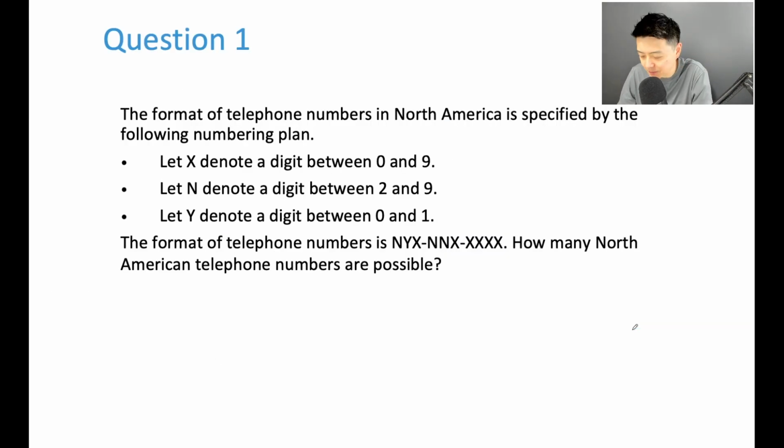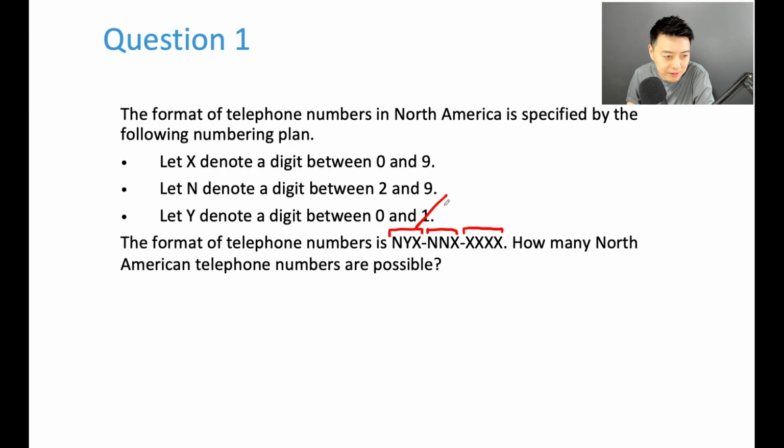All right, so let's do a couple of sample questions. Question 1: the format of telephone numbers in North America is specified by this numbering plan. So we have X, we have N, and we have Y. So we basically have something like this. Let's split each one of these apart, because we basically have the area code, the prefix, and the postfix of the number.